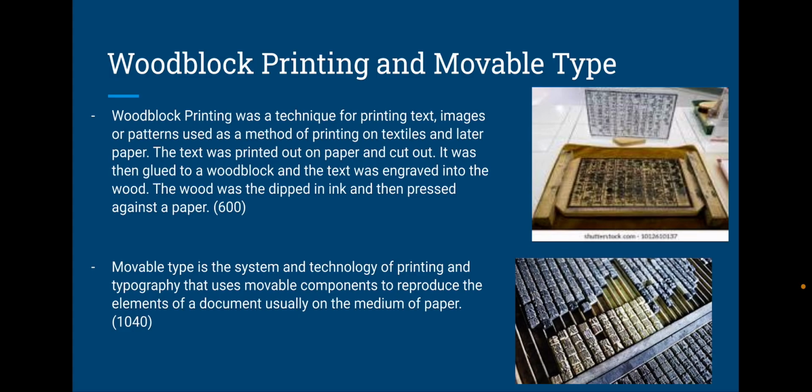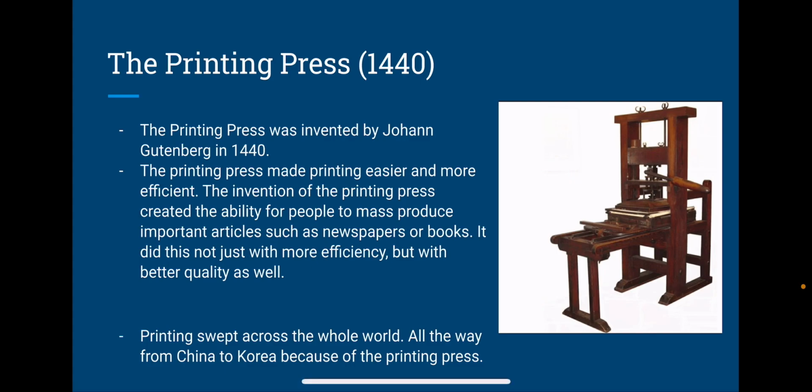Movable type, which is pictured on the bottom, is a system and technology of printing and typography that uses movable components to reproduce the elements of a document, usually on the medium of paper. Movable type was invented in 1040 AD. The printing press was invented by Johann Gutenberg in 1440.